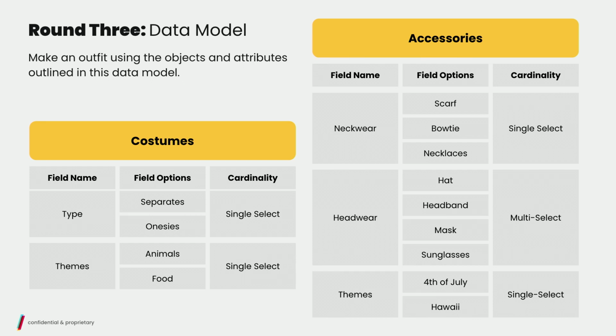For our accessories, we have neckwear. Neckwear is a scarf, a bow tie, or a necklace. You need to choose one to put on. Headwear, you can have a hat, a headband, a mask, sunglasses, and you can put on as many of those as you would like. And then for our themes, for accessories, it has to be 4th of July or Hawaii themed.